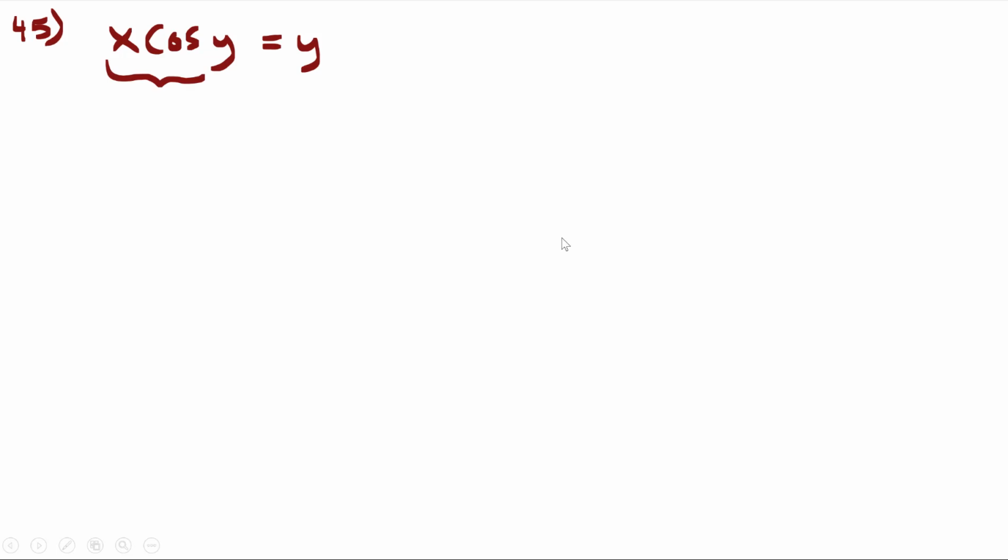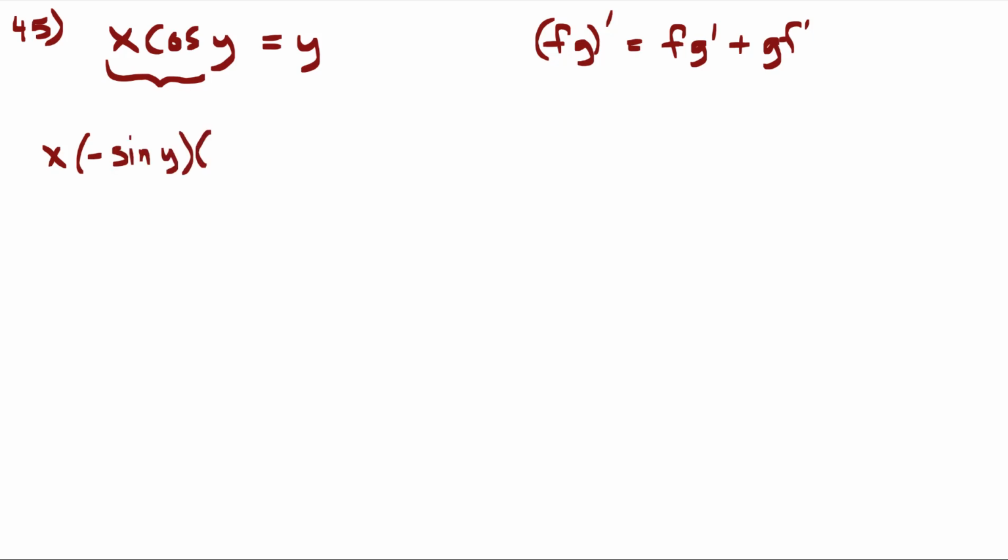So hopefully you recognize that's a product rule right there. Product rule says, there it is again, first function, derivative of second function, plus second function, derivative of the first. So let's go for this. So first function is there. And now we go with derivative of the second function. Derivative of cosine is negative sine of y.